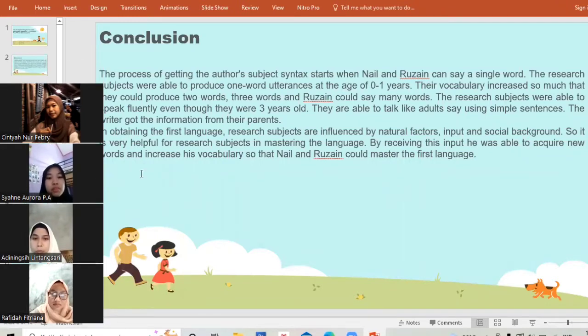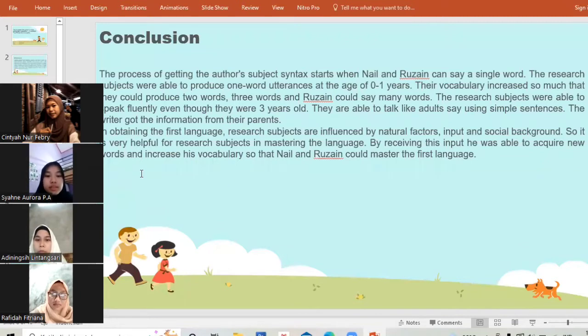Conclusion. The process of acquiring syntax starts when Nail and Rosen can say a single word. The research subjects were able to produce one-word utterances at the age of 0 until 1 years. Their vocabulary increased so much that they could produce 2 words, 3 words, and Rosen could say many words. The research subjects were able to speak fluently when they were 3 years old. They are able to talk like adults, using simple sentences.